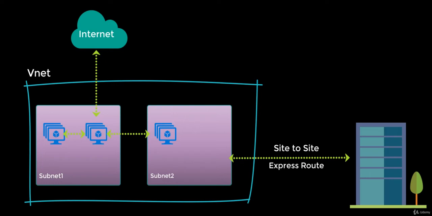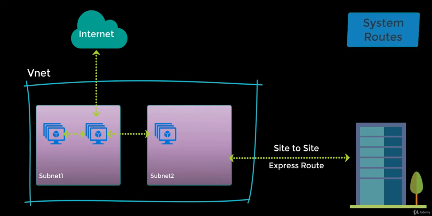All such kinds of communications that we just listed here are managed by something called system routes. Azure uses system routes to direct network traffic between virtual machines, on-premise networks, and the internet.